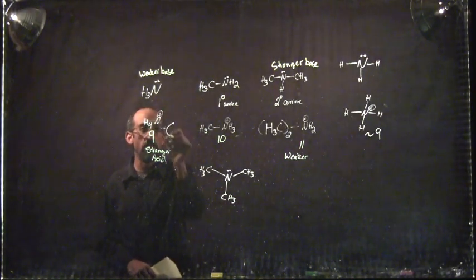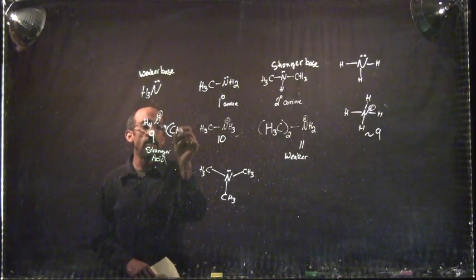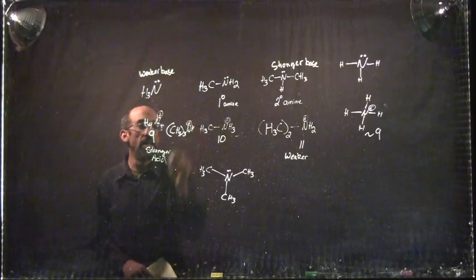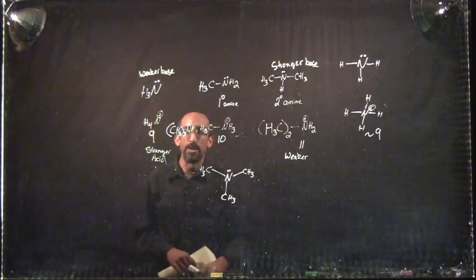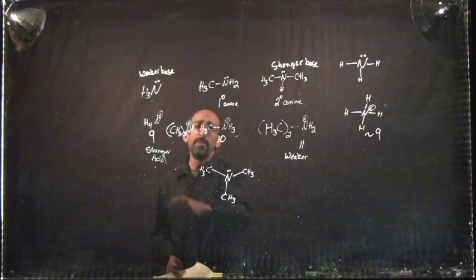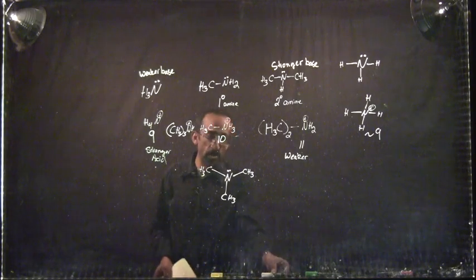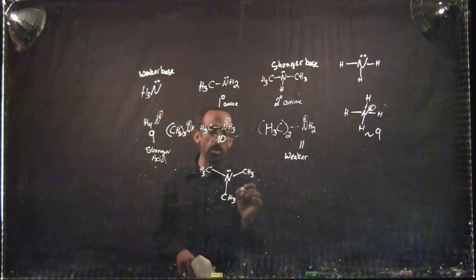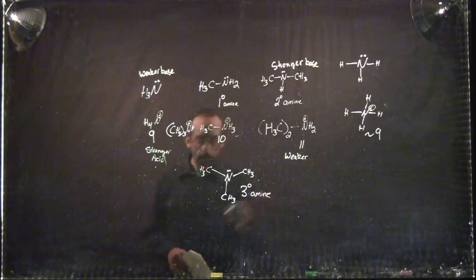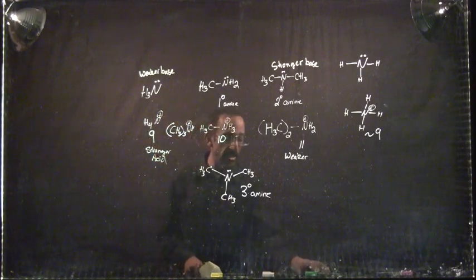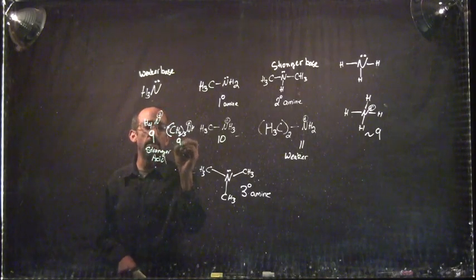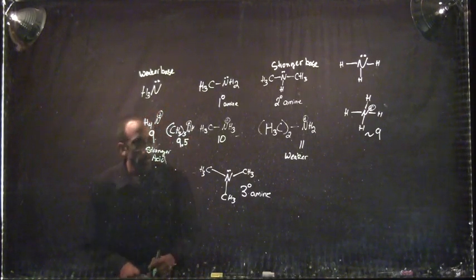I'm going to put (CH3)3NH+, which is our protonated form of trimethylamine. Its pKa falls somewhere between ammonia and our primary amine, right? So again, now here, when I have 3 alkyl groups on a nitrogen, this is known as a tertiary amine. And the conjugate acid of our tertiary amine base is going to have a pKa of approximately 9.5, right?